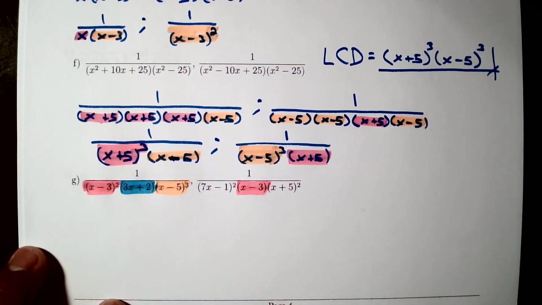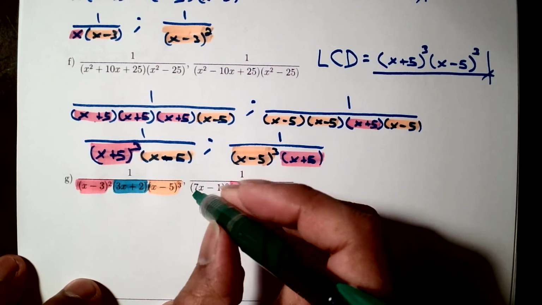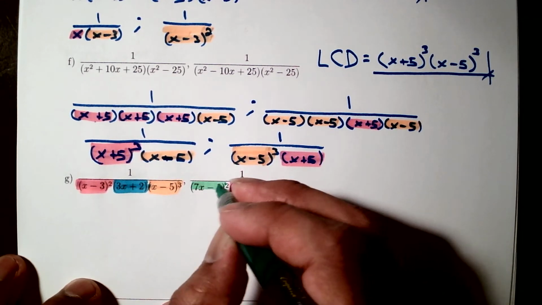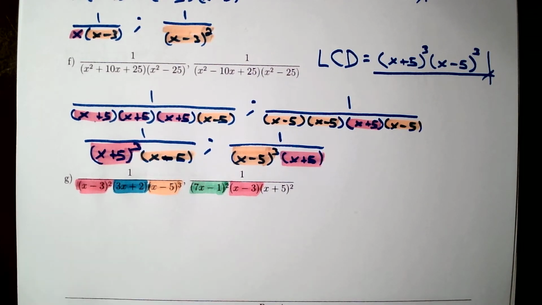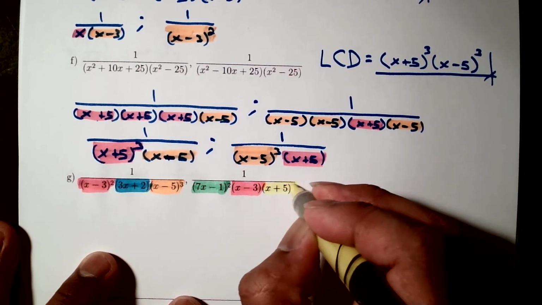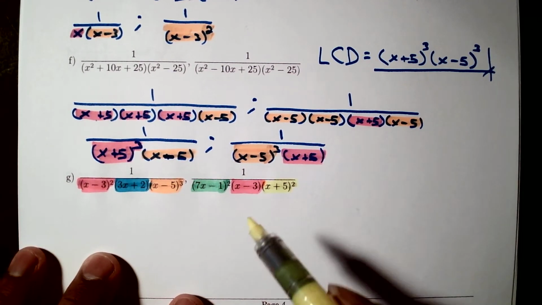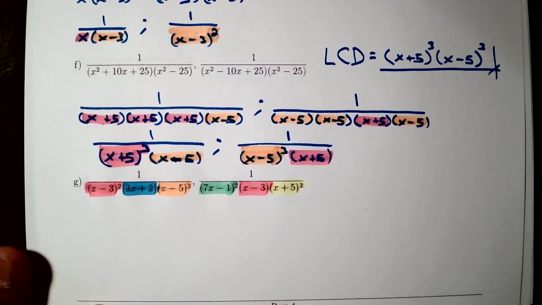So let's use another color. Let's see, green. So I'm going to highlight 7x minus 1 quantity squared, but we don't see another 7x minus 1. So that's the only one we are going to highlight. And last but not least, I'm going to use yellow to highlight the quantity x plus 5. Okay, so x plus 5 quantity squared.